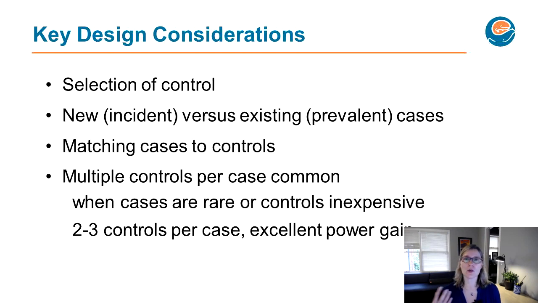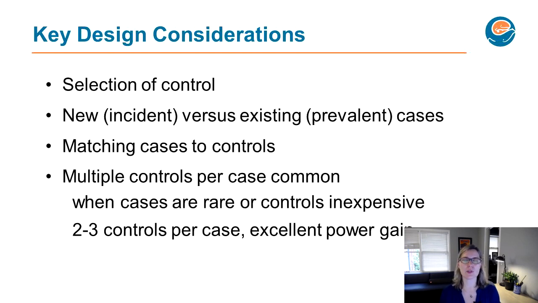One thing you can do to increase the statistical efficiency that you've probably seen in research studies is increase the number of individuals that don't have the outcome. And that's actually multiple controls per case. So when cases are rare or the controls are inexpensive, you can get 2 to 3, even 4 controls per case. And what this does is it maximizes your power, or it maximizes your ability to detect an association if one exists. So multiple controls per case is a really nice design option to consider.